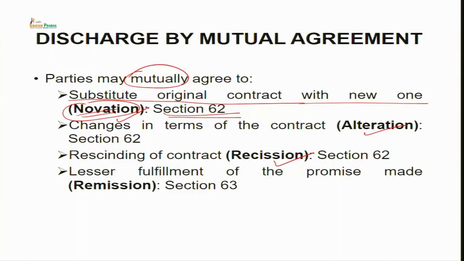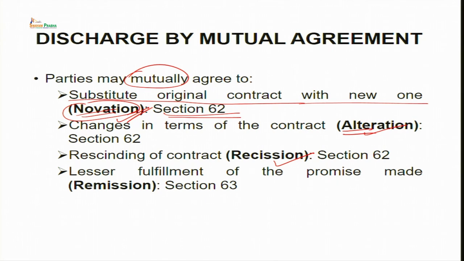Now, when we say alteration, it does not mean that you are making very major changes, modifying the entire contract, because if that happens, it will amount to novation. If you are making slight changes in certain terms of the contract, slight modification under the terms of the contract, that amounts to alteration. So, changes in terms of the contract.